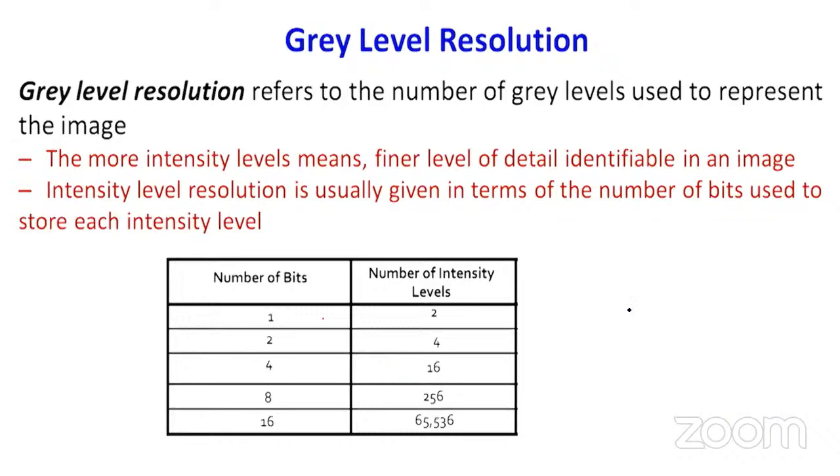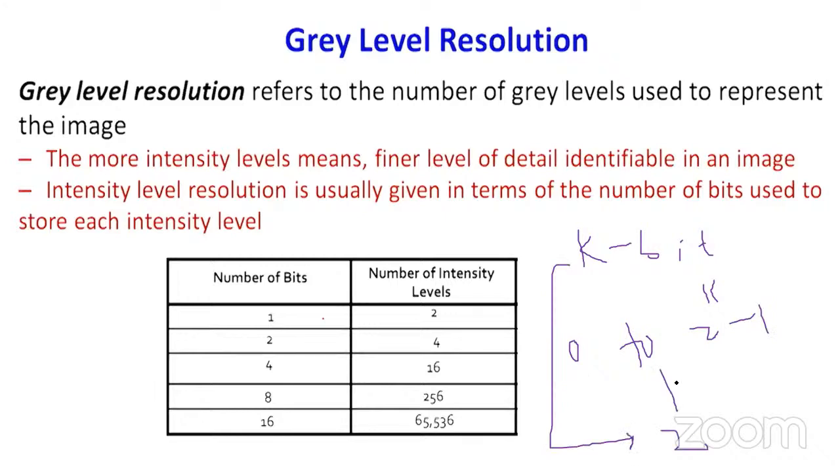In general, if we take a k-bit image, the gray level values range from 0 to 2 power k minus 1. That means the total number of gray level values is 2 power k. If you take an 8-bit image, 2 power 8 gives 256 gray level values, but the range starts from 0. That is the meaning here.